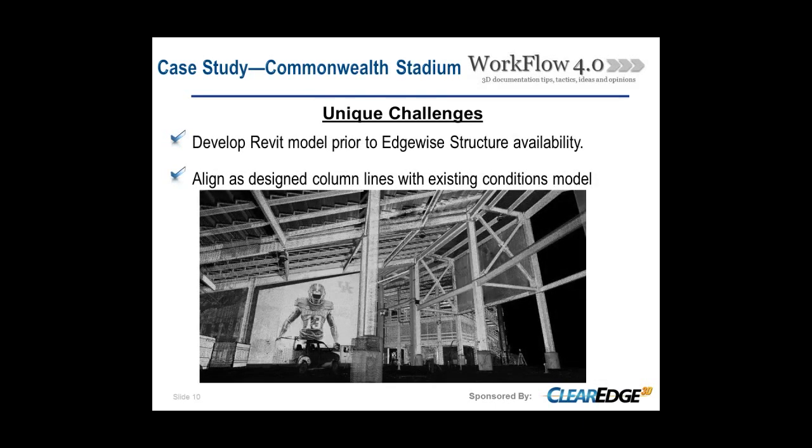Some of the unique challenges with this: the number one thing was just developing the Revit model prior to EdgeWise Structure availability. Basically what we had to do was go through and cut sections of each column and beam, take some measurements, go through a steel catalog that we had, find the one that most closely resembled those measurements, fit those in, and then align them to the point cloud. One of the other things we had to do, once we were done with the model, was take the as-designed column lines and align them with the existing conditions model in order to enable them to align our model and the design model together in one.